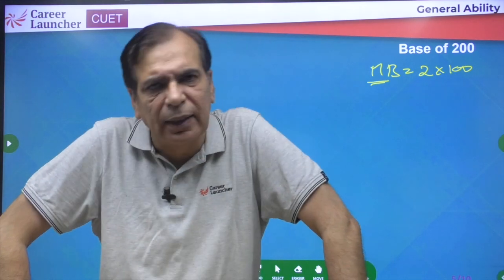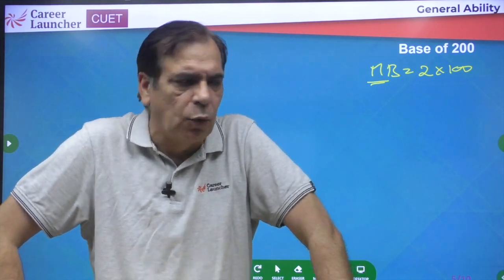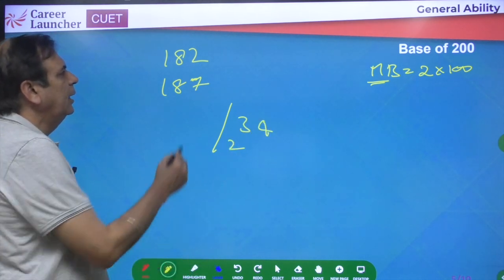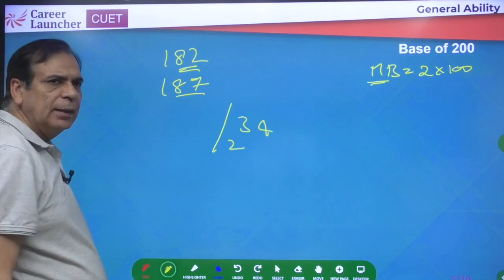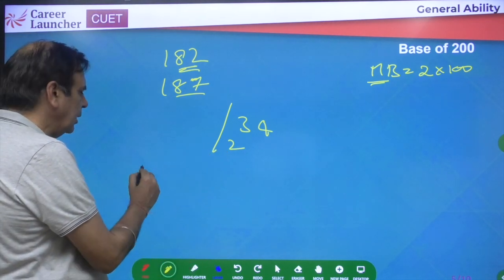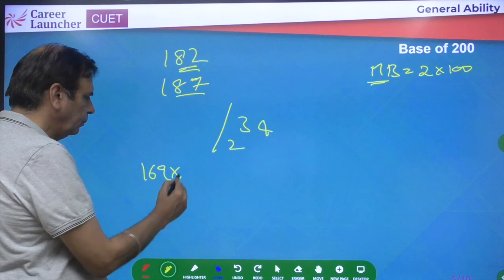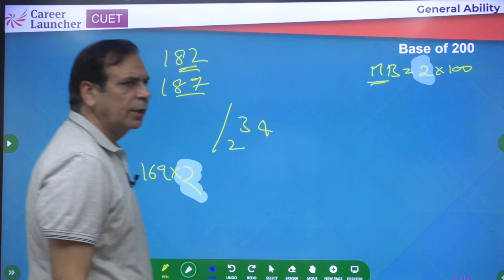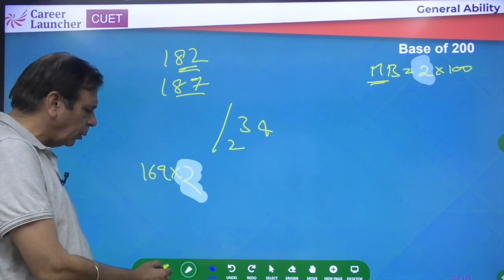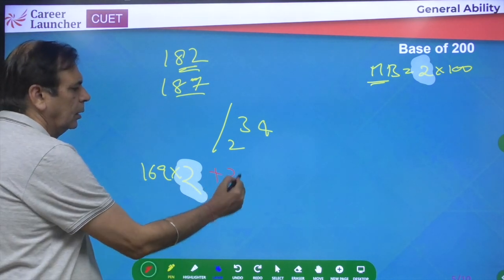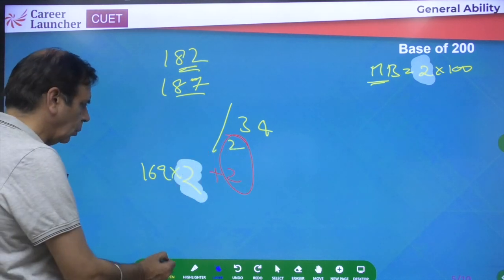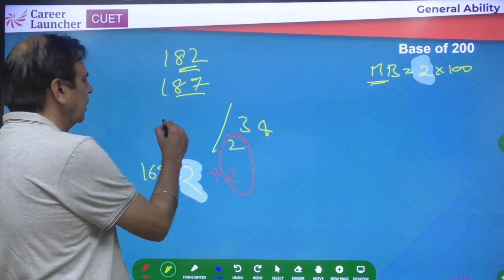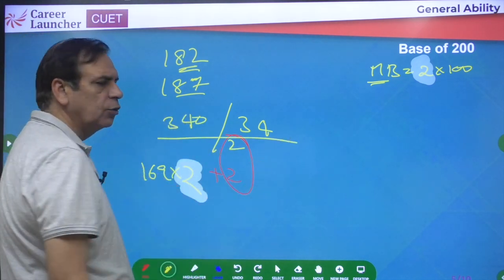18 into 13 is 180 plus 54, 234. So the right hand side becomes 34 and 2 to be carried over. Left hand side, 182 minus 13 makes it 169. 169 into 2, because the base was multiplied with 2 to get the modified base. So the left hand side will also be multiplied with 2 plus the carryover of 2. Okay. So what do we get? 169 into 2 makes it 338 plus 2, 340. So the answer is 34034.